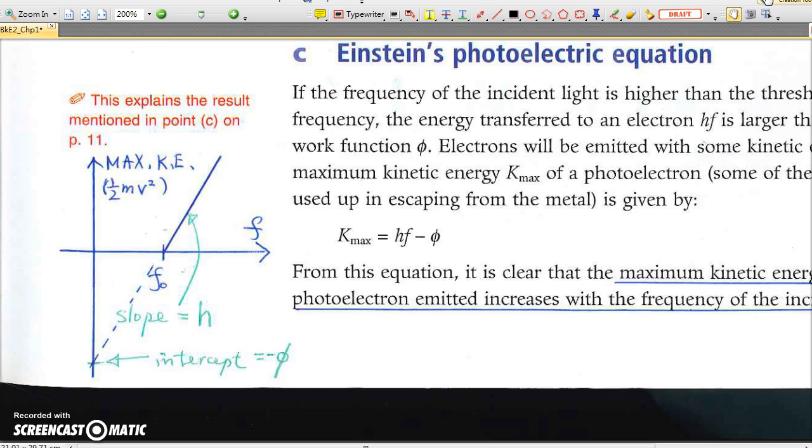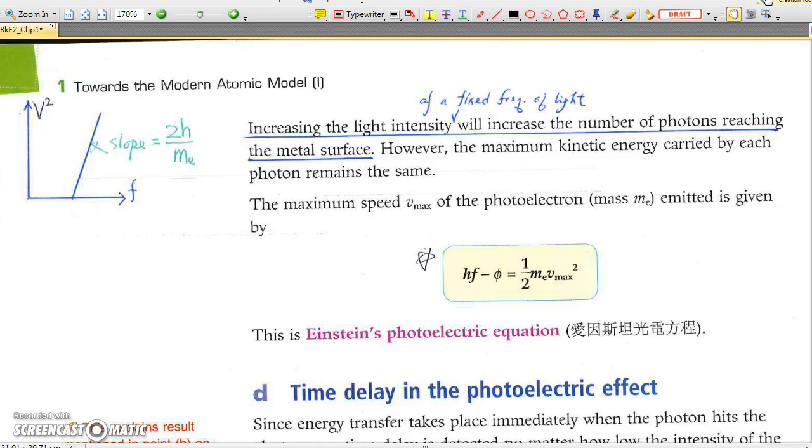So the graph is important. You must know the physical meanings of those intercepts as well as the slope. Instead of plotting a graph of maximum kinetic energy versus frequency, we may also plot a graph of maximum speed square versus frequency. Quite the same, isn't it?